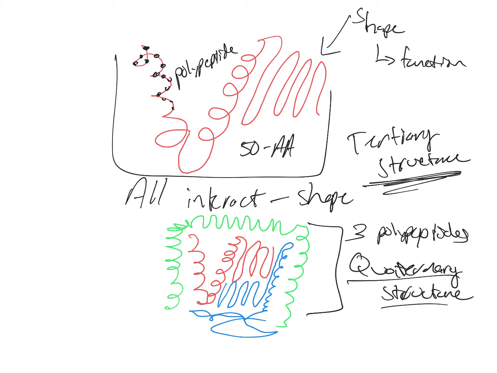This quaternary structure doesn't always exist with proteins. Sometimes they are just limited to a tertiary structure. So if this protein is by itself, up here in the top, that does not have a quaternary structure, it only has a tertiary structure.